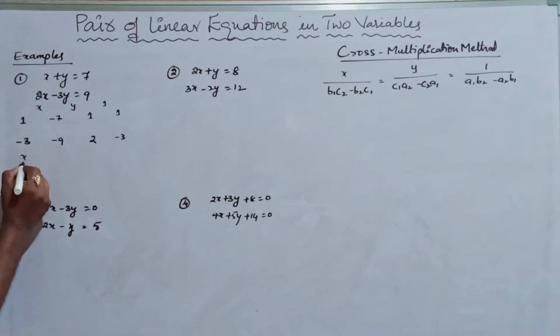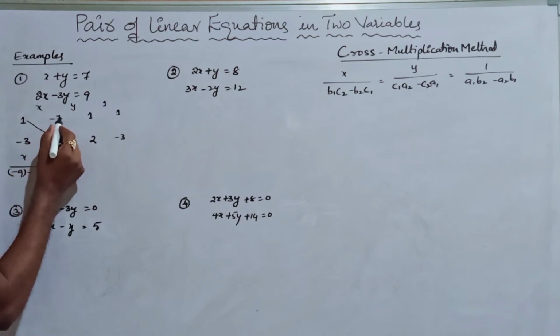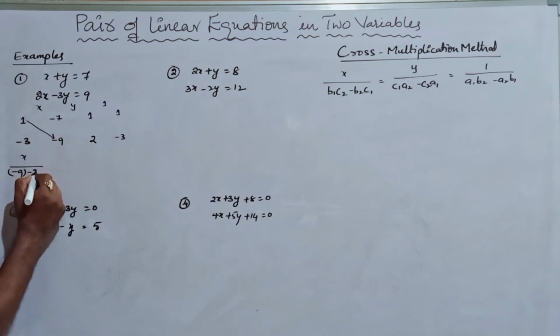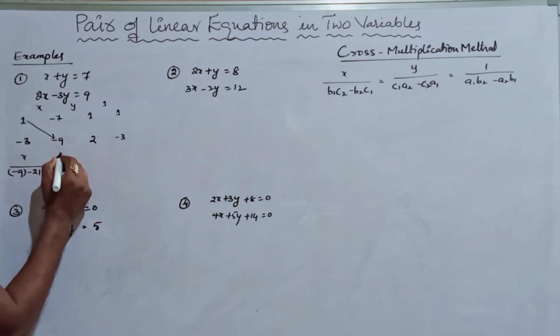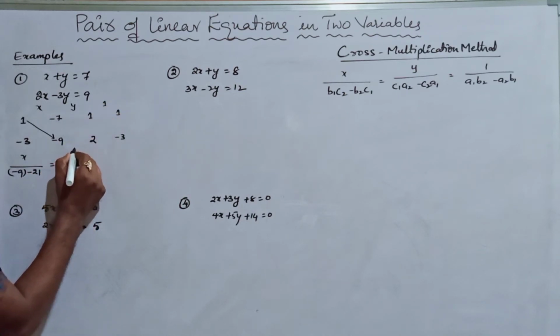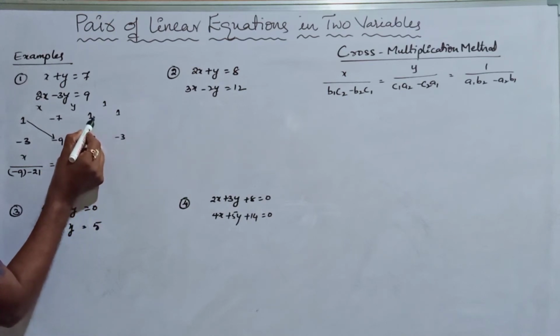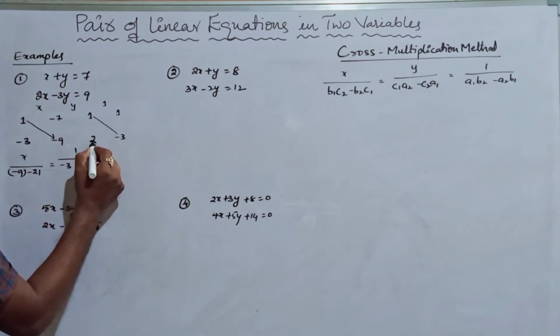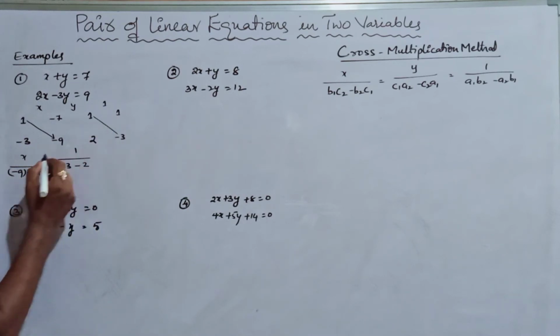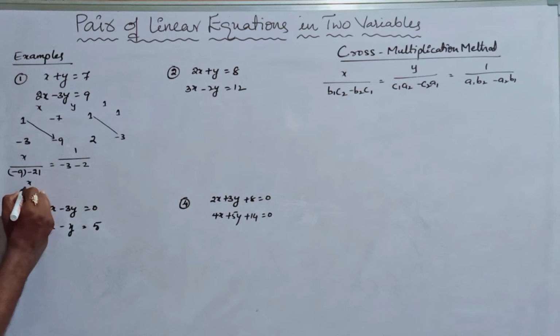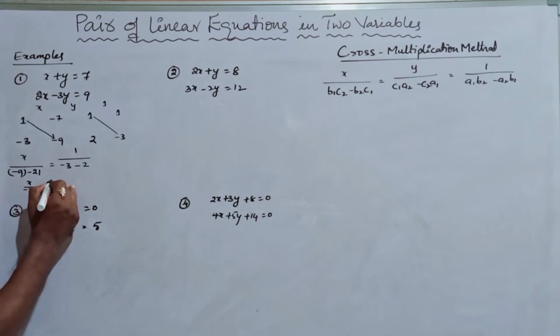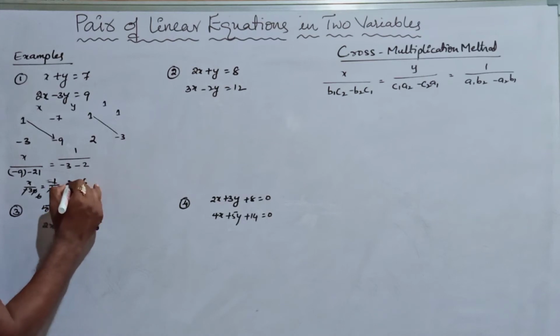So x by cross multiplication: 1 into minus 9 minus 3 sevens are, minus into minus plus, 3 sevens are 21, is equals to, then next 1 by, take these values, 1 into minus 3 minus 2 into 1, minus 2. So x by 30 is equals to 1 by minus 5. Minus minus gets cancelled. 5 ones are 5, 5 sixes are 30. x is equals to 6.